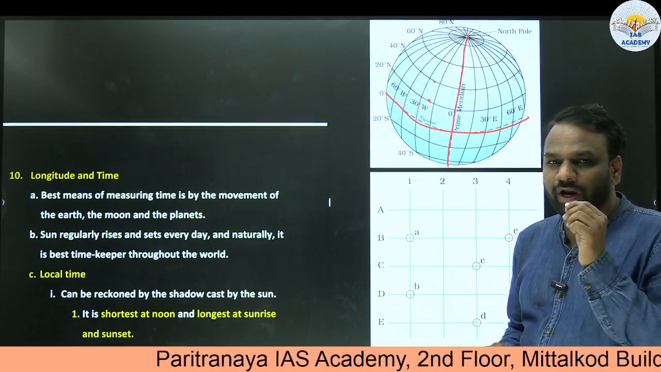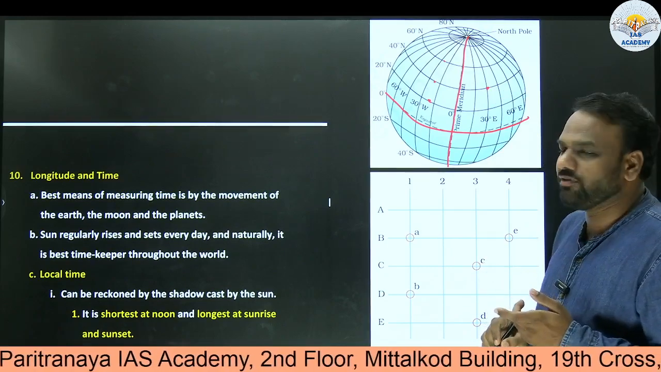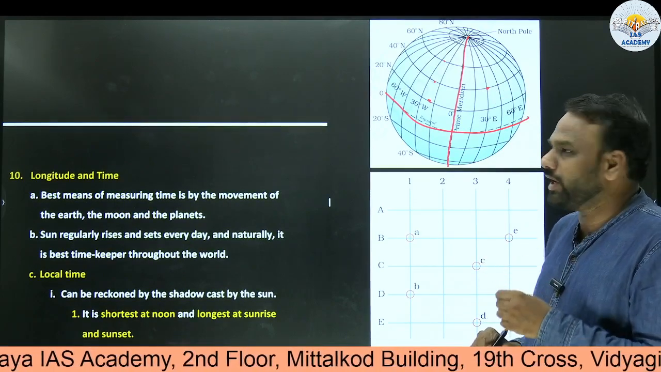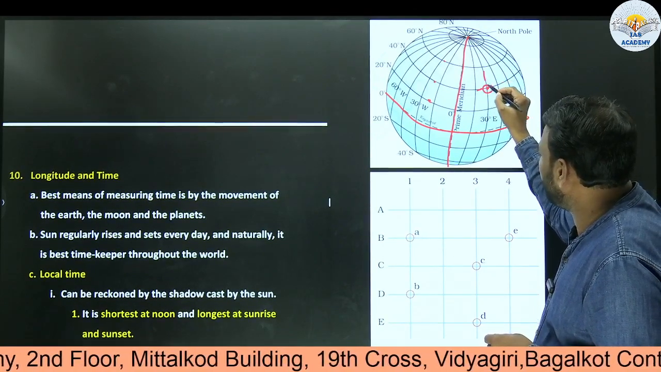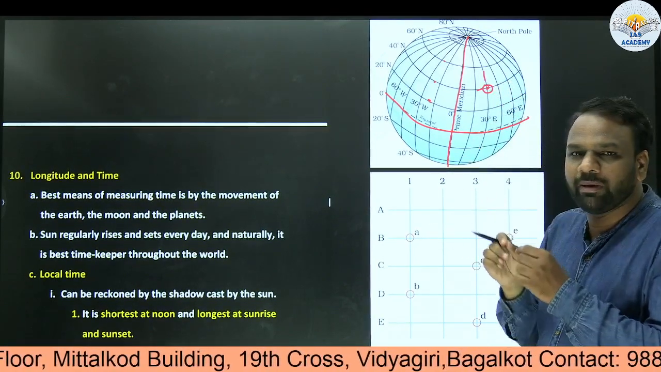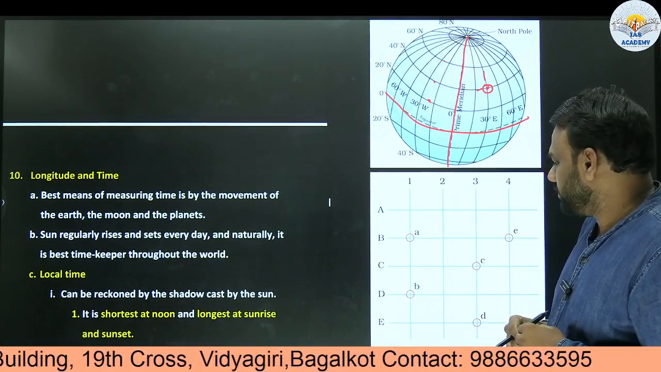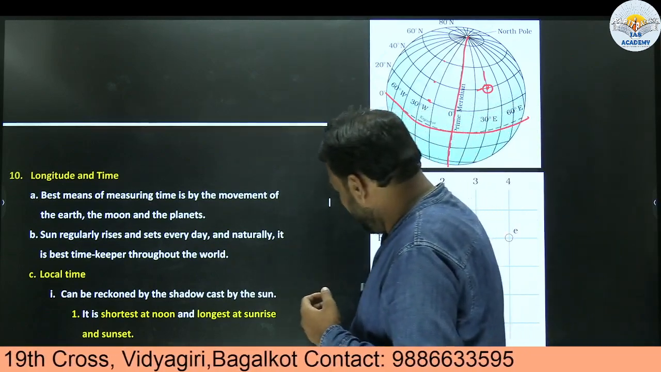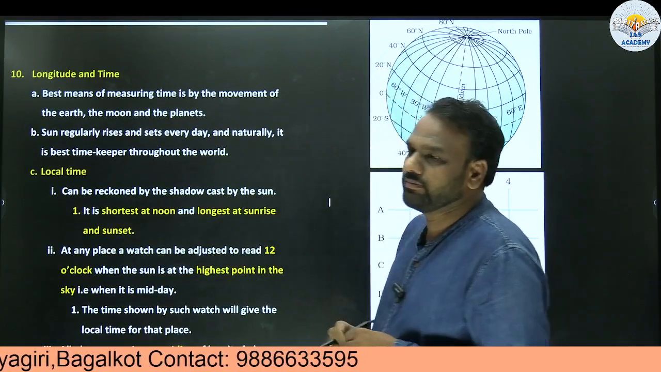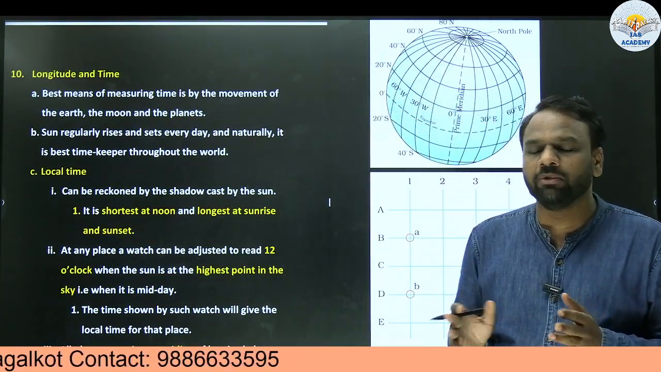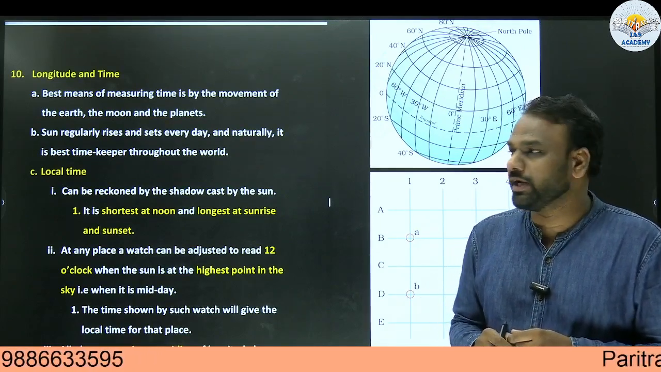Now, if we want to locate a particular point, if I want to locate this particular point, what is required? I require latitude and longitude points. So this will be the longitude and this will be the latitude. With the help of latitude and longitude, we'll be able to identify a point properly on Earth. Now, is there any relationship between latitude and time? No, there is no relationship between latitude and time.